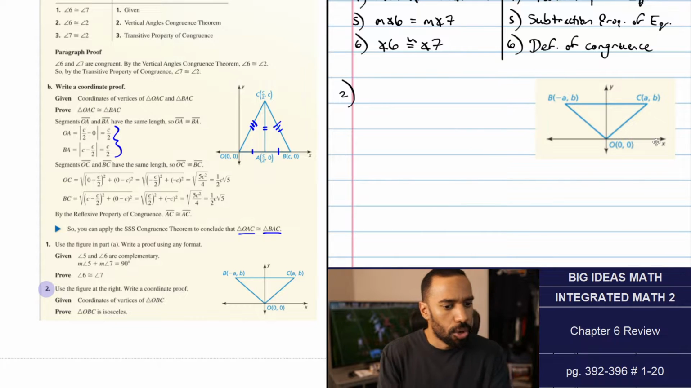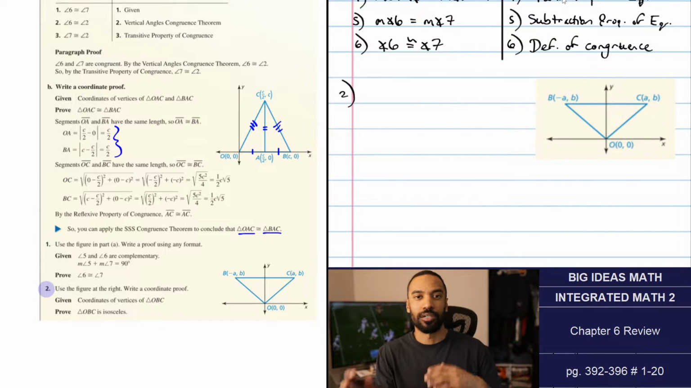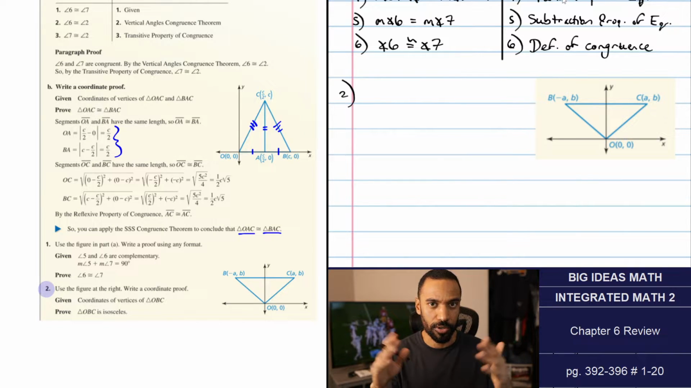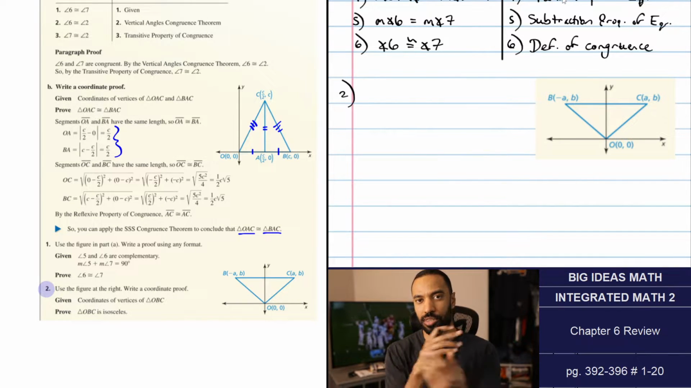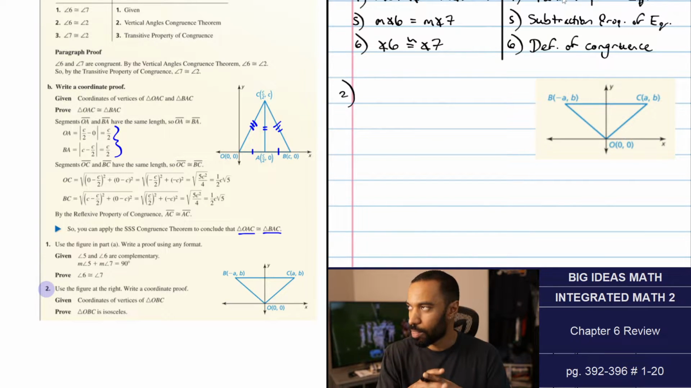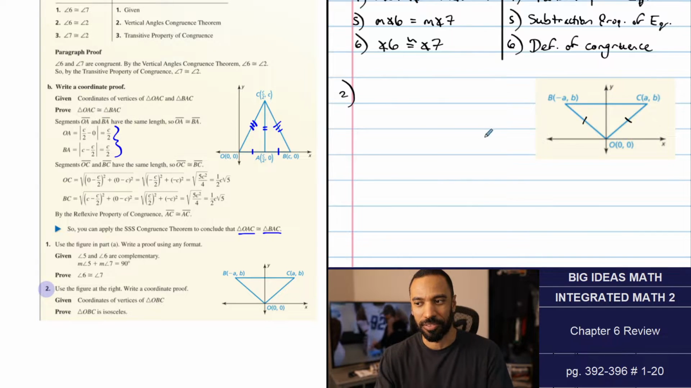What are we proving? Given the coordinates, prove that it's isosceles. In order to prove an isosceles triangle, an isosceles triangle by definition has two congruent legs, just two sides of the triangle are congruent, and then their angles opposite those sides are congruent. I don't know if we can do much in the form of angles, so we'll just deal in the form of the sides. It looks like we're going to show that this side is equal to this side in terms of length.